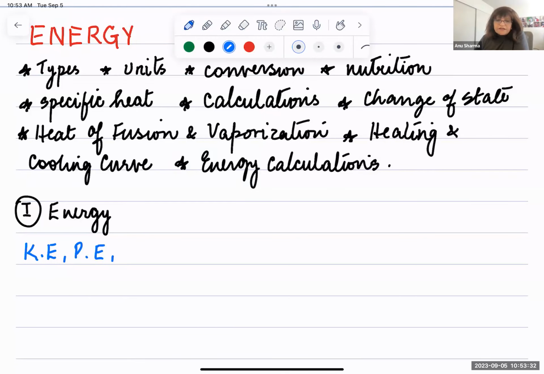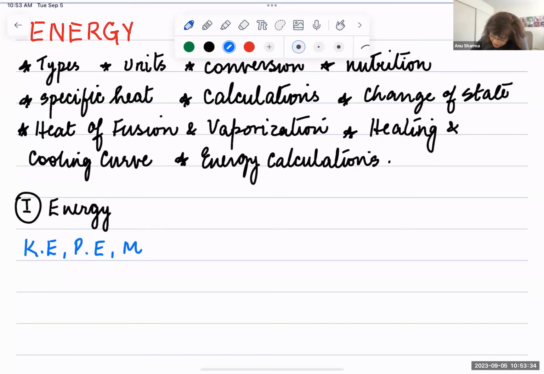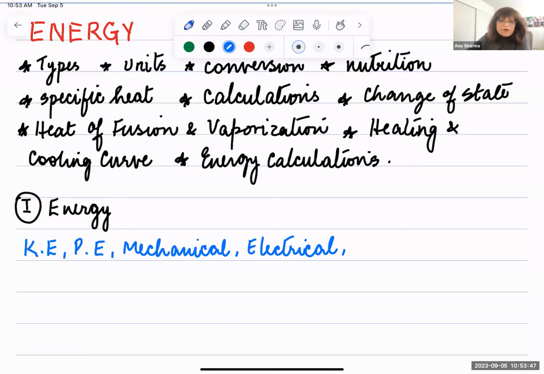If you've taken physics, then you know. Very good. Mechanical energy and electrical energy. Very good. And what else? I'm looking for thermal energy. Very good. So heat and thermal are the same. And nuclear energy. Very good.